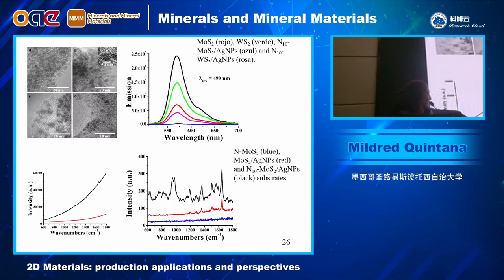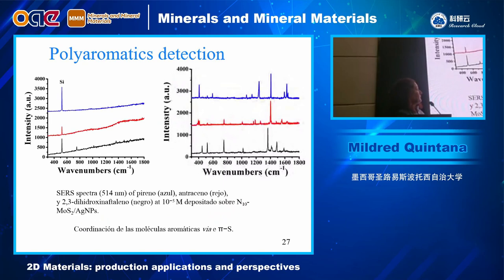You need to quench the fluorescence. In that curve, we have rhodamine. And if you see, the black one is just the molecule, and the blue one is the molecule absorbed on the molybdenite with the silver nanoparticles. There is a complete quenching of the fluorescence, and then we can measure the Raman signals. And this is very useful to detect polyaromatics that are toxic if we breathe them. For example, pyrene, anthracene, or naphthalene, that have fluorescence. And if we put them on this type of platform, the fluorescence is quenched, and we can clearly detect the Raman spectra.